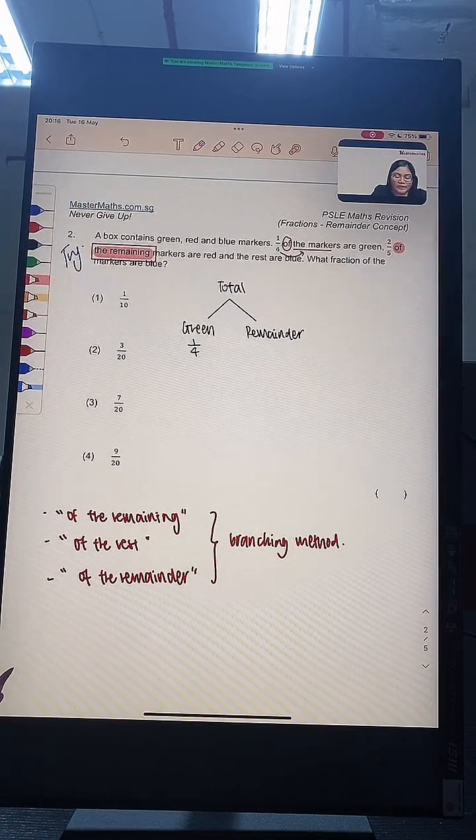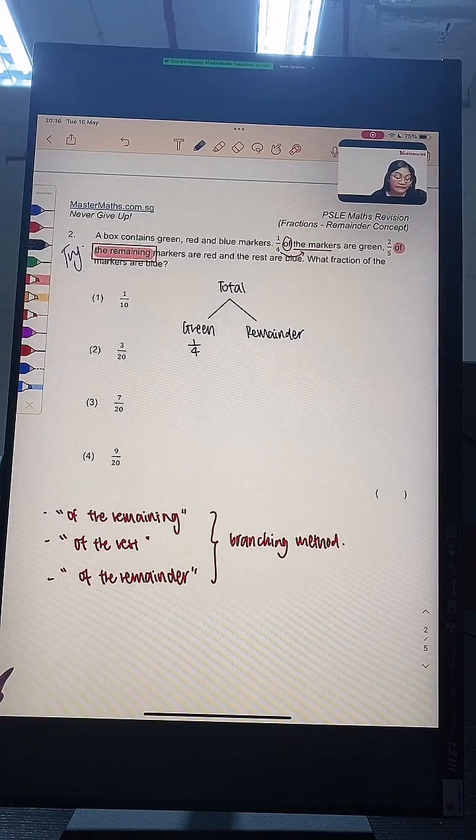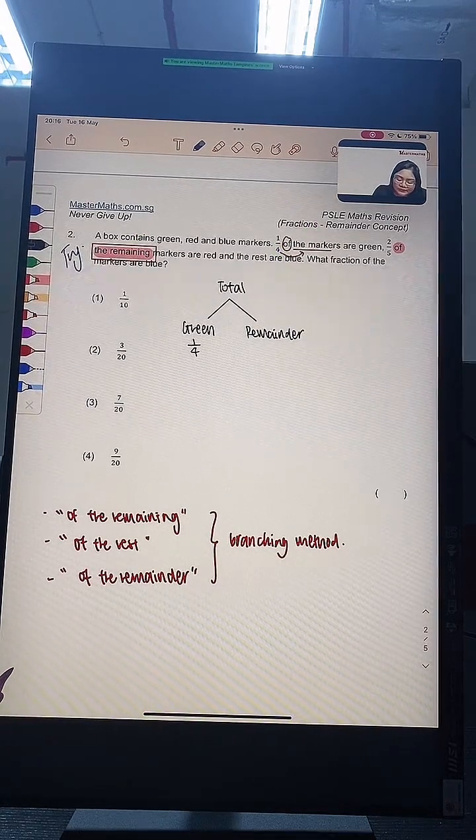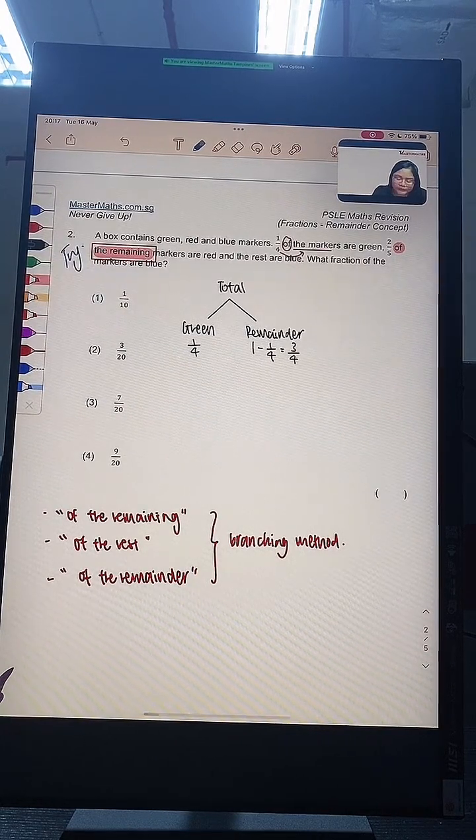We have different bases here. This is of the total markers, whereas 2/5 is of the remaining. So we have to look for the remainder first, yeah? So this remainder is basically 1 minus 1/4 to give us 3/4. Okay?